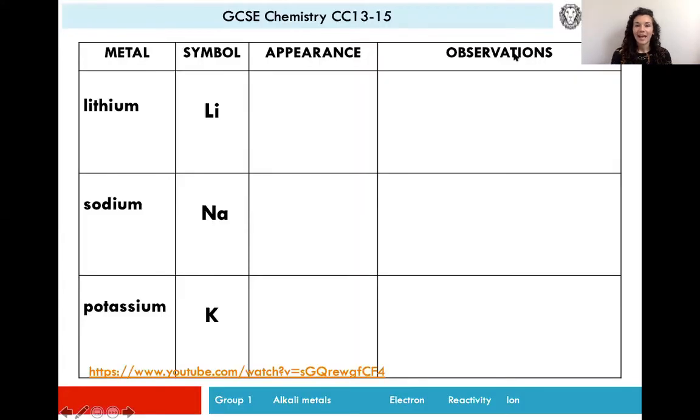Okay, so if you need a moment to go back and look at that video again, and just complete your observations in your table, then you can pause the video and do that. There's plenty of videos of people reacting alkali metals in water, because it's quite a cool reaction. So if you want to go away and have a look at more videos, then that's fine as well.